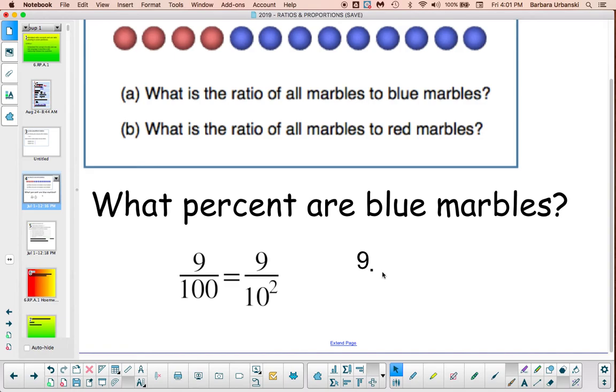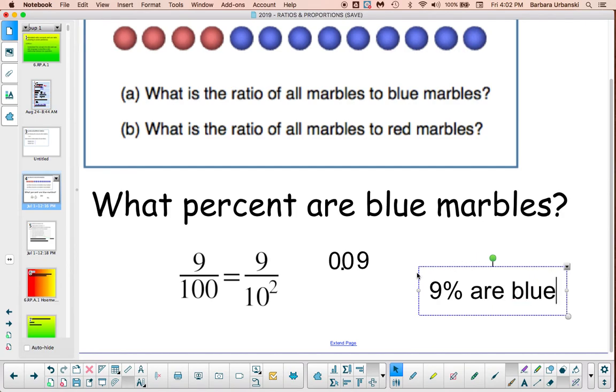If we have 9 and it's being divided by 100, you have to say to yourself, how many place values is it getting smaller? And the answer would be 2. That's what your exponent tells you. So I'm going to put a couple of zeros here. If it's getting smaller by 2 decimal places, it would be 1, 2. So it would be 0.09, which is 9 hundredths. And anything out of 100 would be your percent. So here, if we said what percent are blue marbles, we would say 9% are blue. And that's it.